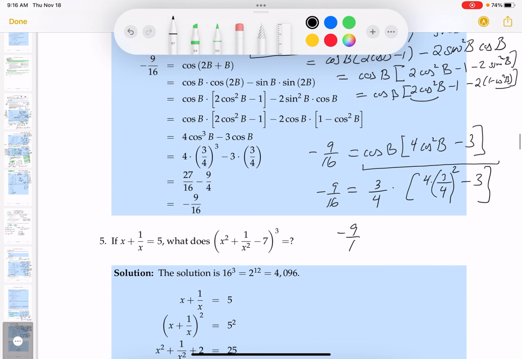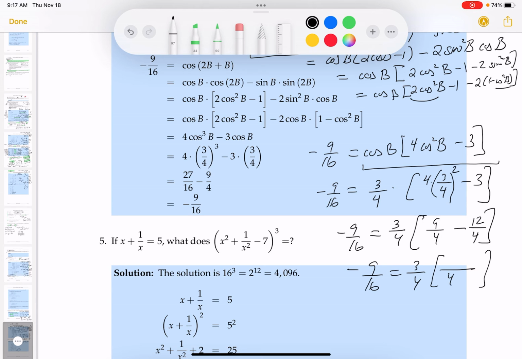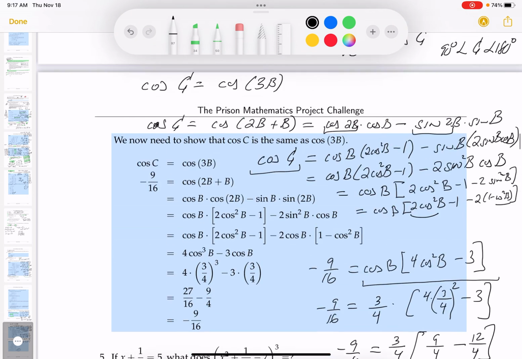Minus 9/16, 3/4. What would you get over here? You would get 9/4 minus 12/4. I'm just doing the arithmetic. Minus 9/16, 3/4. And then what do you get there? It's a quarter. And 9 minus 12 is minus 3. Yeah, you get minus 9/16. So it worked out pretty good.